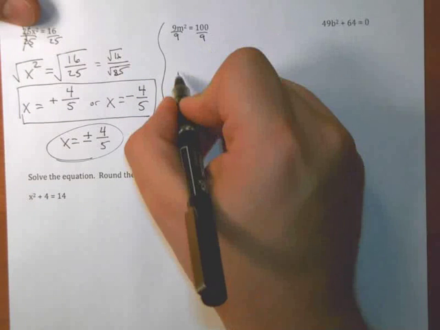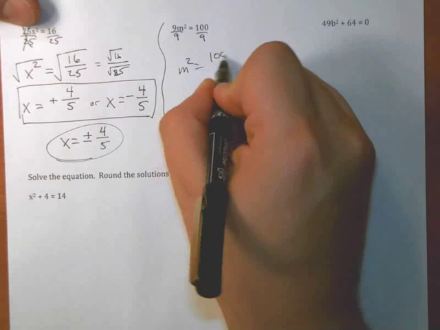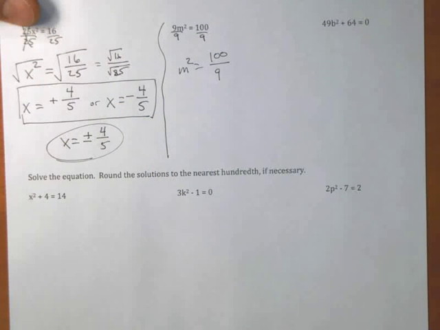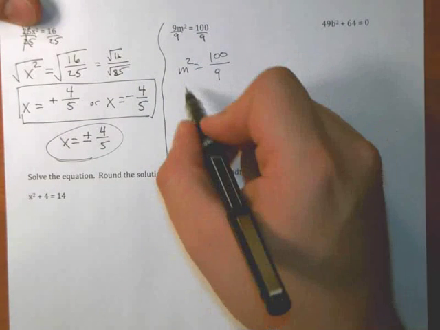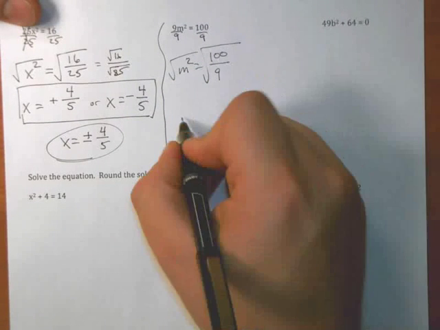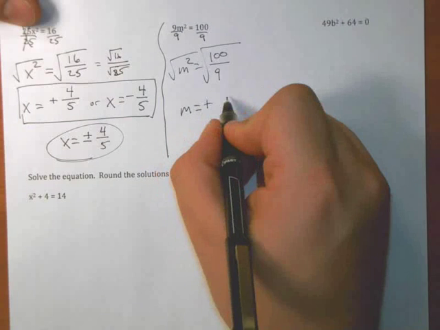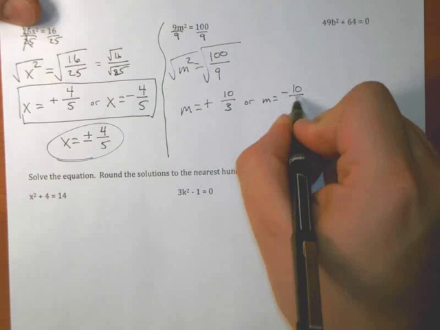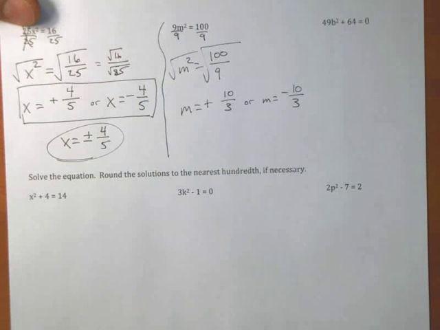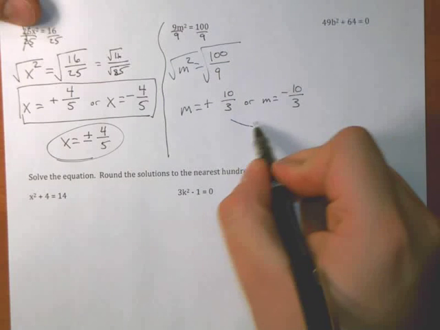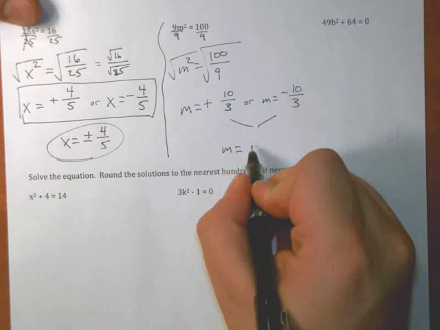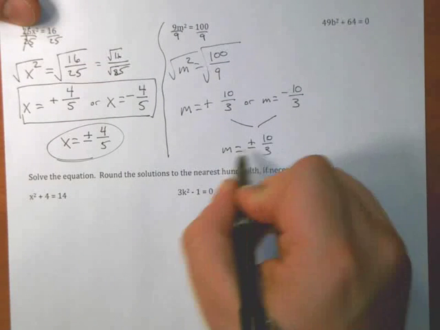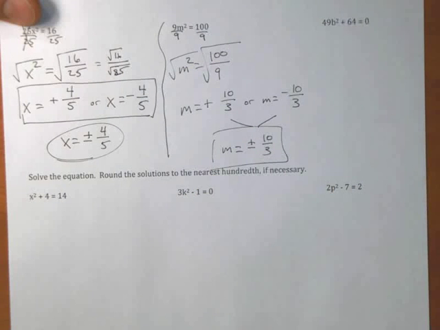Okay, I do it again. M squared is 100 over 9. I use a square root. I get m is equal to positive 10 over 3, negative 10 over 3. And I'll abbreviate this with plus or minus 10 over 3.